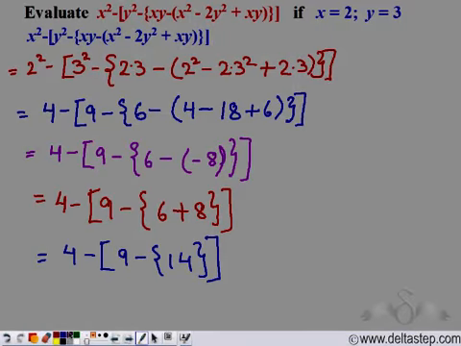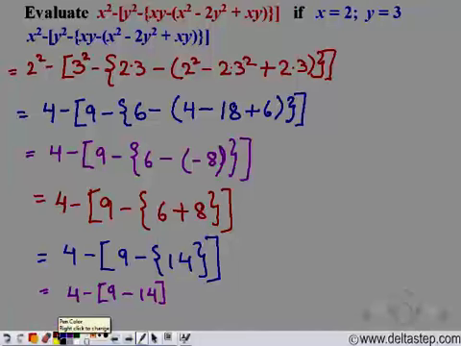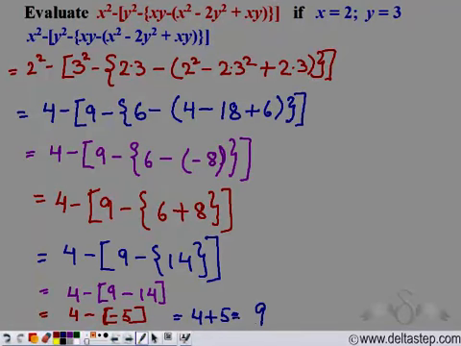So we have 4 minus 9 minus 14. Now 9 minus 14 is negative 5. So we have 4 minus negative 5. Finally, we open this bracket. So we have a negative sign here, so this negative becomes positive. So we get 4 plus 5, which is 9.